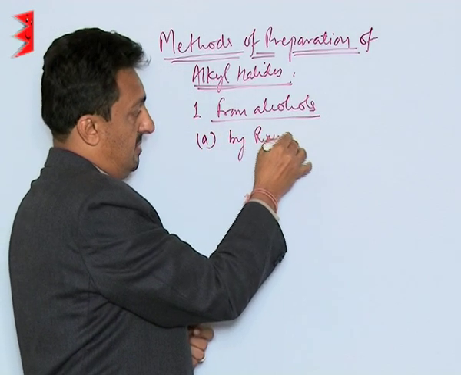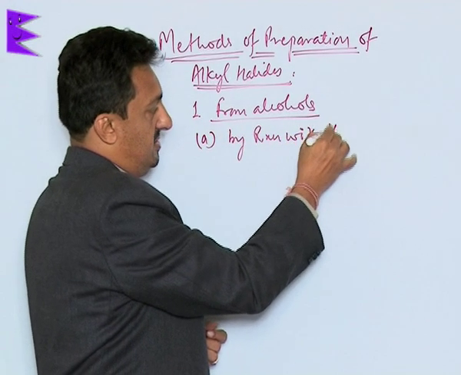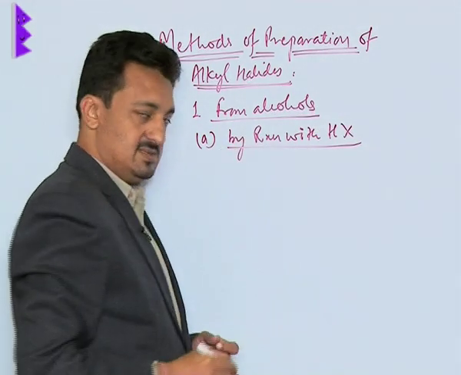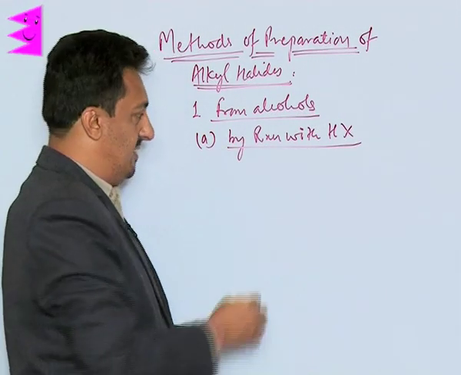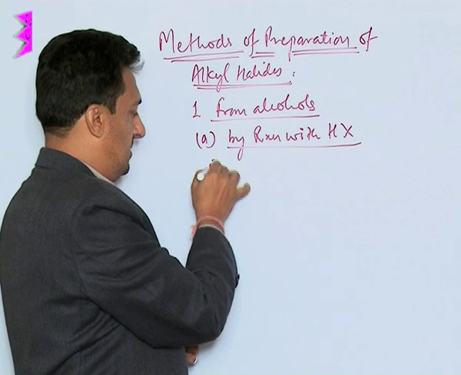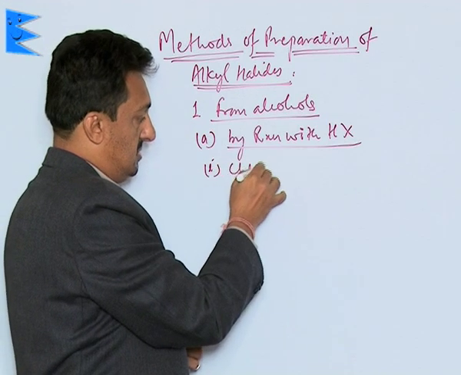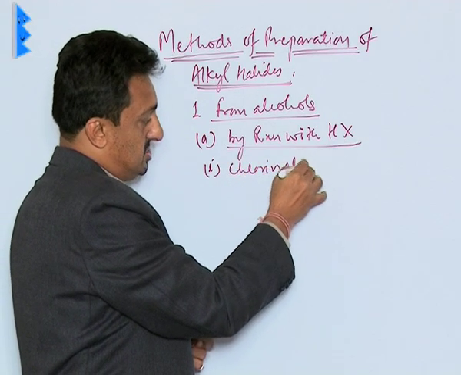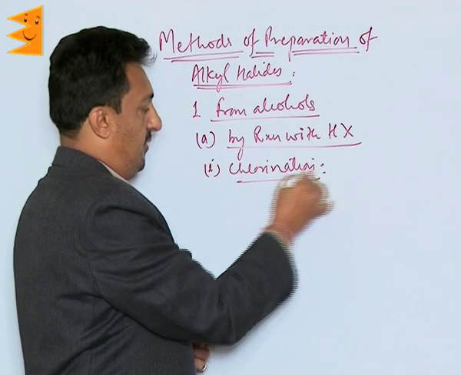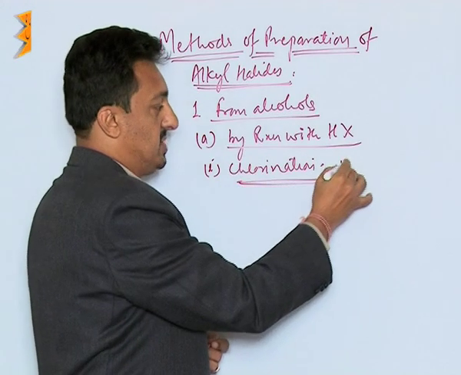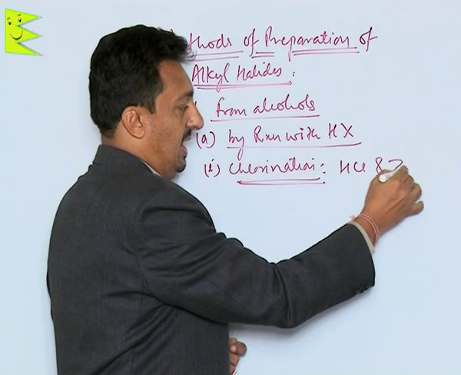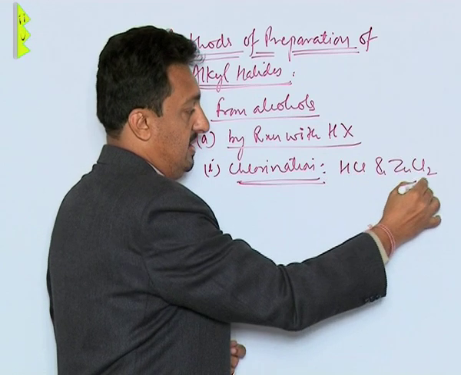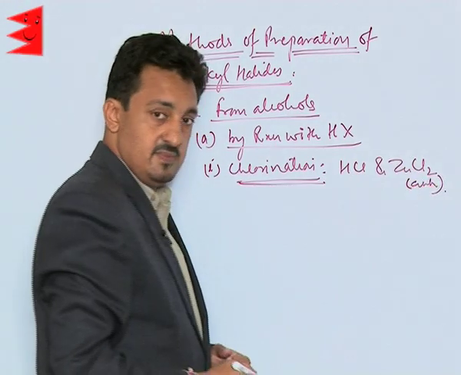by reaction with halogen acids. In this, let us see first chlorination. Now, for chlorination we use HCl and anhydrous zinc chloride.